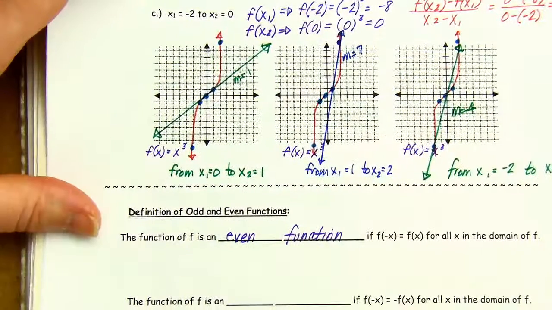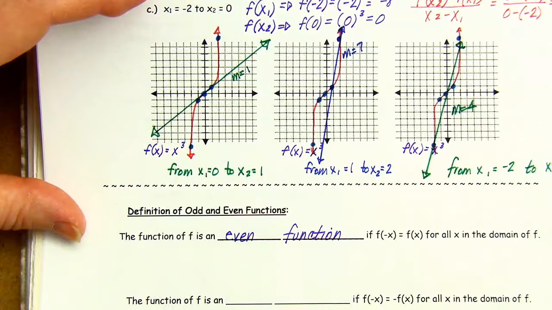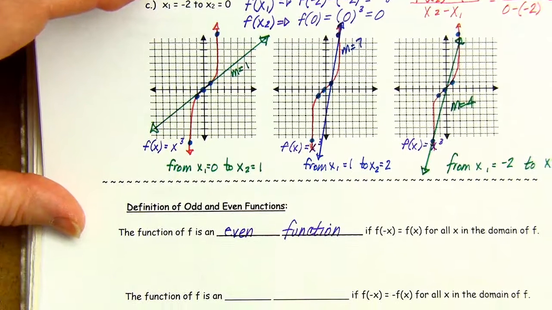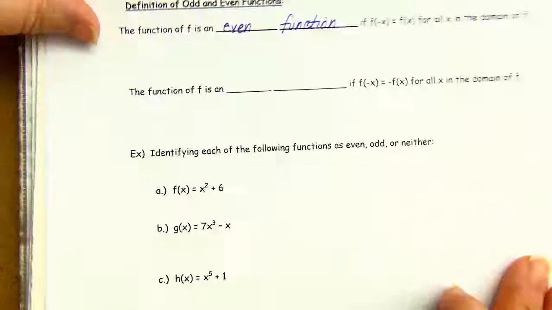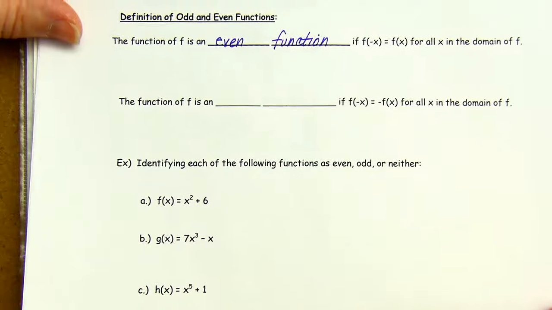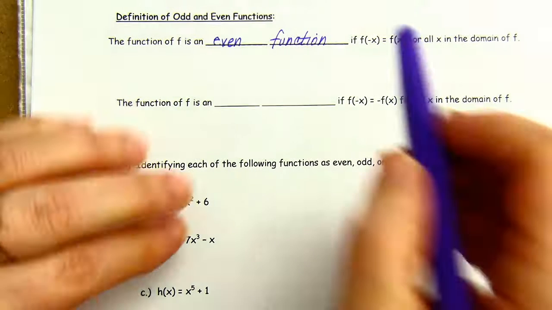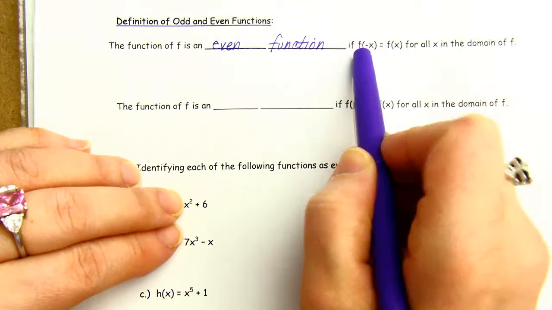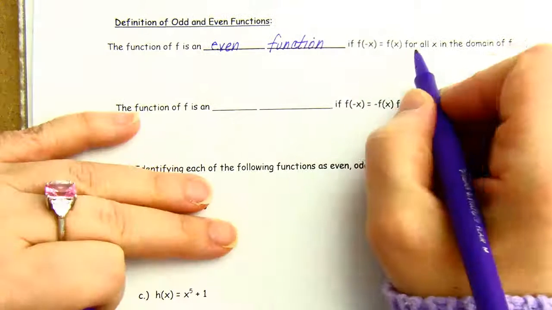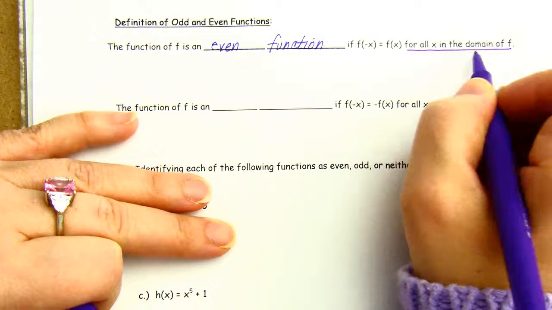So it's important for us to know what we're talking about when we are thinking about odd and even functions, because it's going to have a practical use for us later. All right, so the function f is an even function if f of the opposite of x equals f of x for all x in the domain of f.